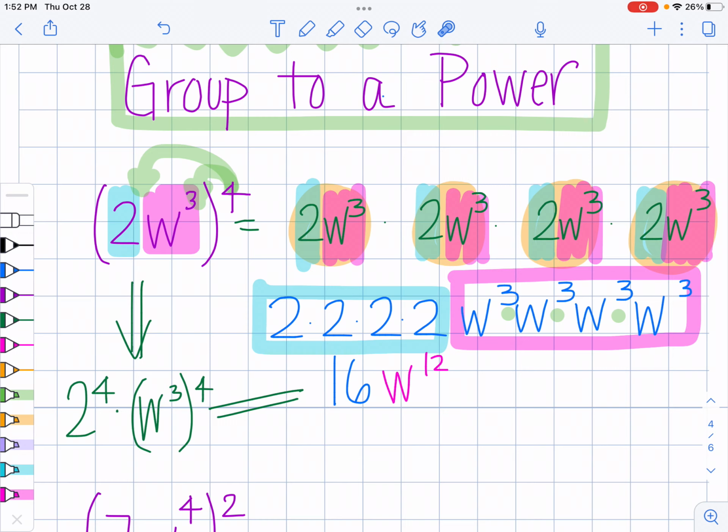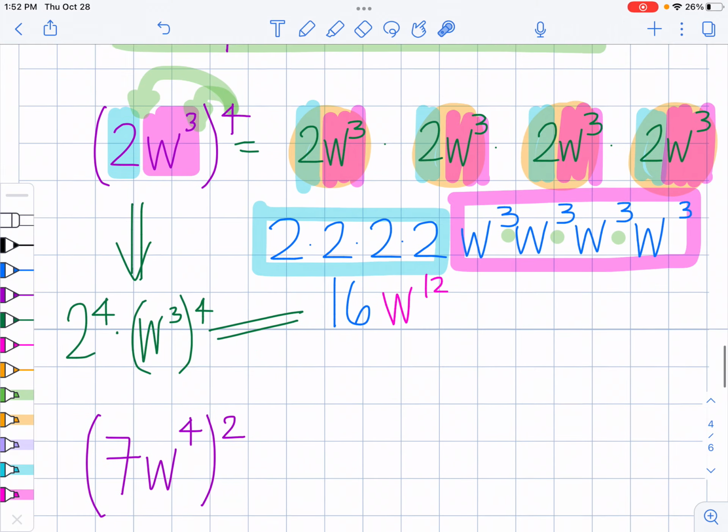Okay? But if you're having a hard time seeing that, the best way to do it is to literally write it out the way that I did here, so that you can write out your groups and multiply the things that are the same together. So try this one on your own.